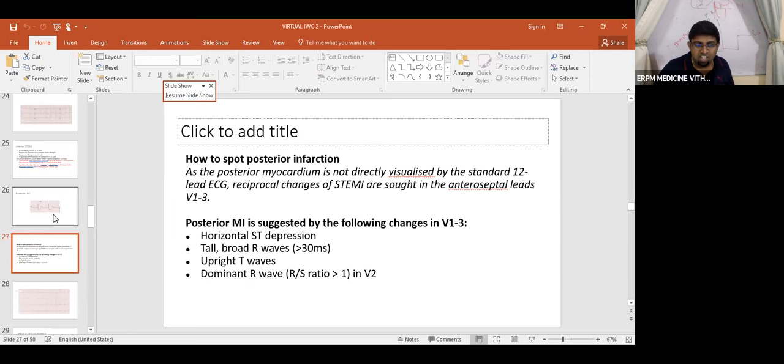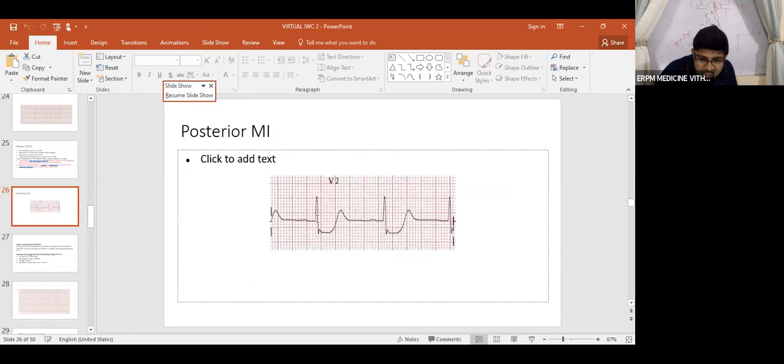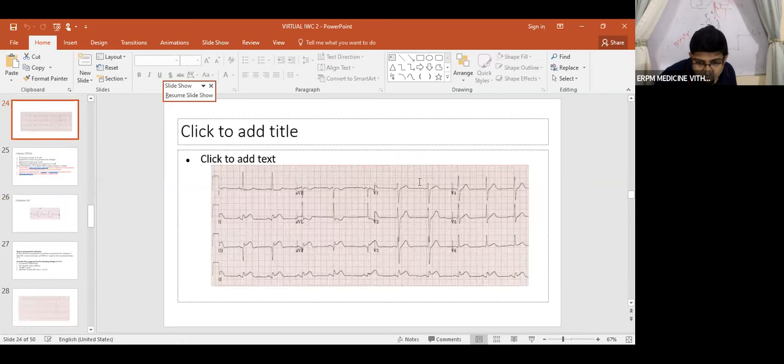Normally the R wave is small. Here I'll say tall R wave, ST depression. Look at the T wave, it is upright. In a normal ECG, look at the R wave here in V1. It's a small R wave, isn't it? It's a small R wave with a deep S wave. It is not dominant.